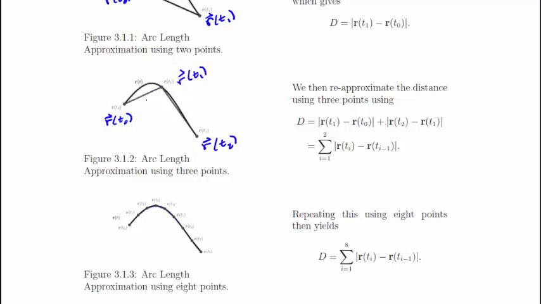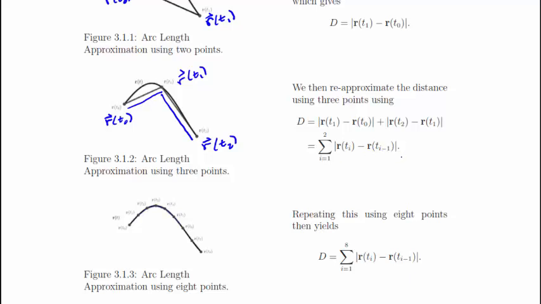So we can look at the distance between r of t naught and r of t1, and then we can look at the distance between r of t1 and r of t2 for the total distance, d equaling the magnitude of the difference between r of t1 minus r of t naught plus the magnitude of the difference between r of t2 minus r of t1. We can rewrite this in summation notation. So we write the sum from I equals 1 to 2 of r of t sub I minus r of t sub I minus 1.